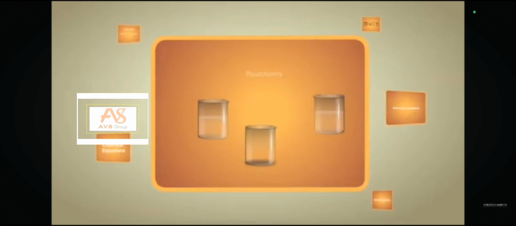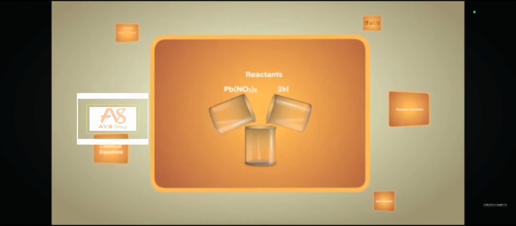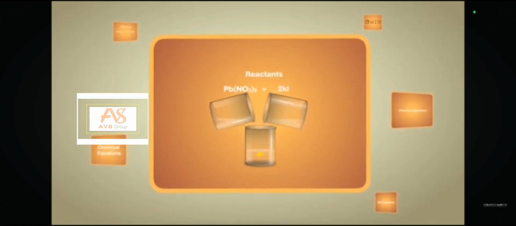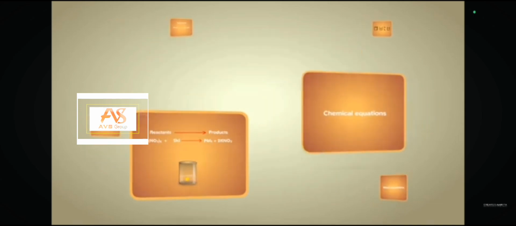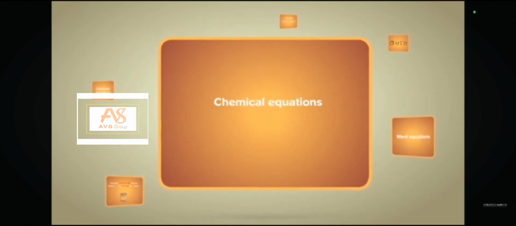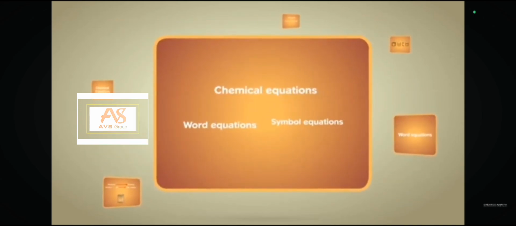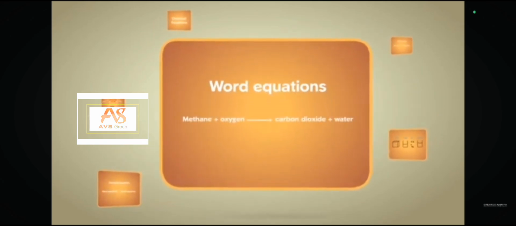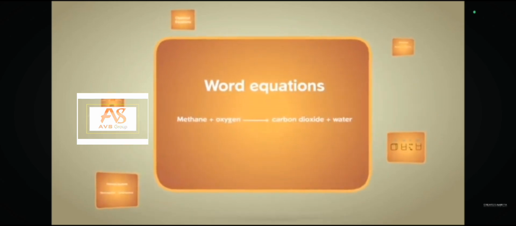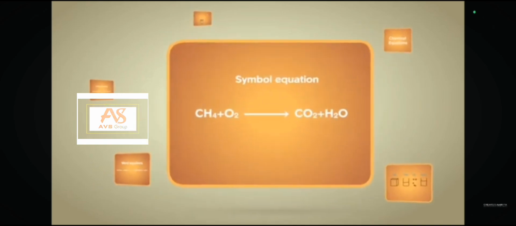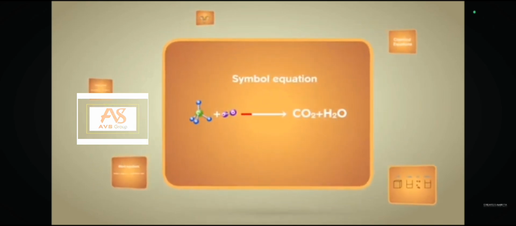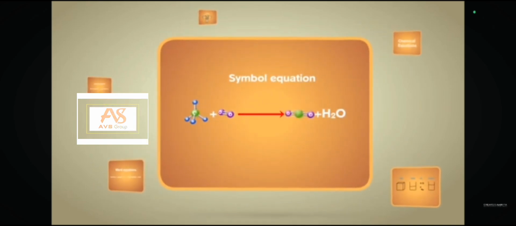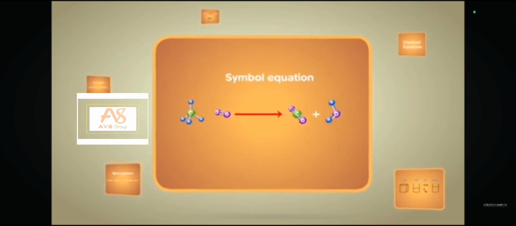Things to remember. Chemical reactions are also explained through equations. Equations link the reactants with the products. Chemical equations are of two types: word equations and symbol equations. In a word equation, the names of the reactants are linked together with those of the products. A chemical equation which is described with symbols and formulae of the reactants and products is known as a symbol equation.